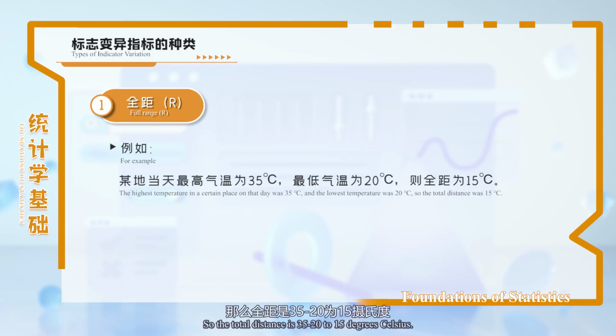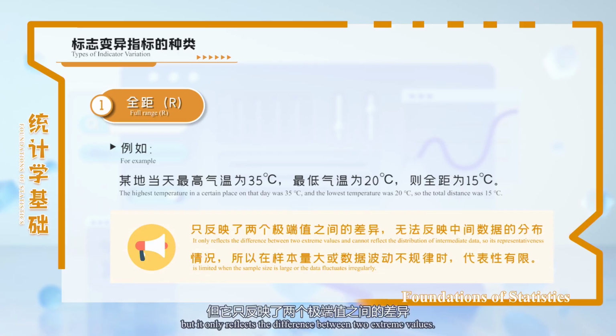So the total distance is 35 to 20, which is 15 degrees Celsius. This method is intuitive and easy to understand, but it only reflects the difference between two extreme values. It cannot reflect the distribution of intermediate data. So when the sample size is large, or the data fluctuates irregularly, it has limited representativeness.